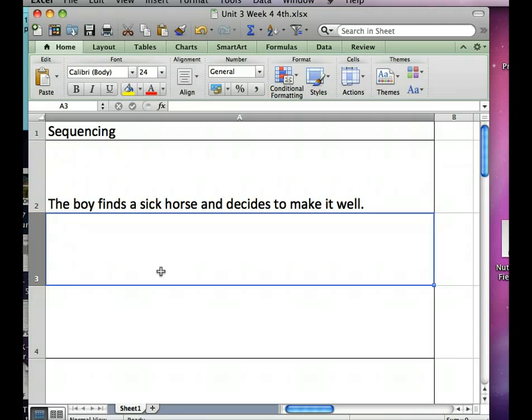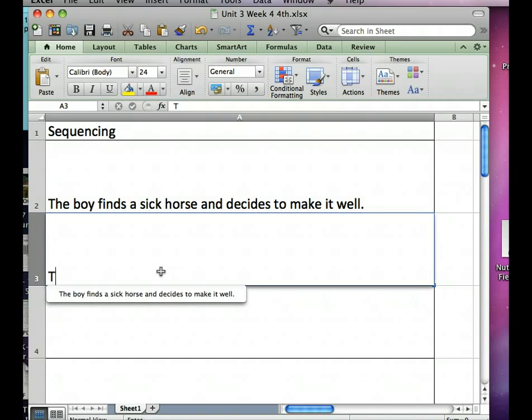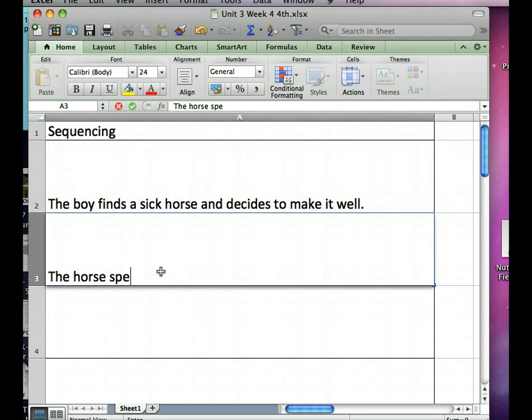Now, what important event happened after the boy is turned away from the warriors and they make fun of him? What is that important event? Well, the horse talks to the boy and asks him to put mud on his back. And the boy actually does what he says. So this needs to be the next event. The horse speaks to the boy.